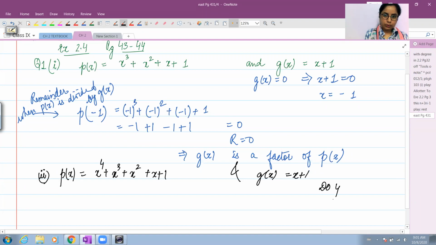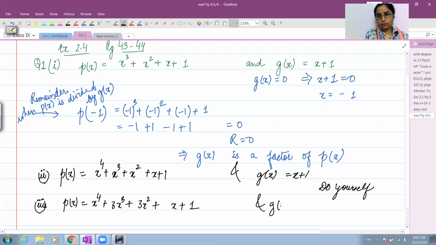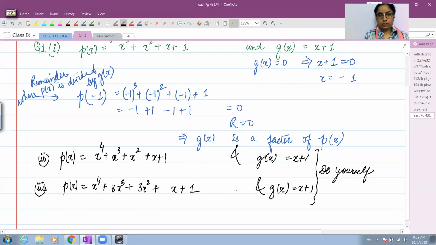I'm just leaving this for you. You can, I think, do this part yourself. This is very simple. Then third part, I think, can be done on your own. And again, we have gx equals to x plus 1. So I'm going to let you do these two yourself. And I'll be doing part 4th with you.